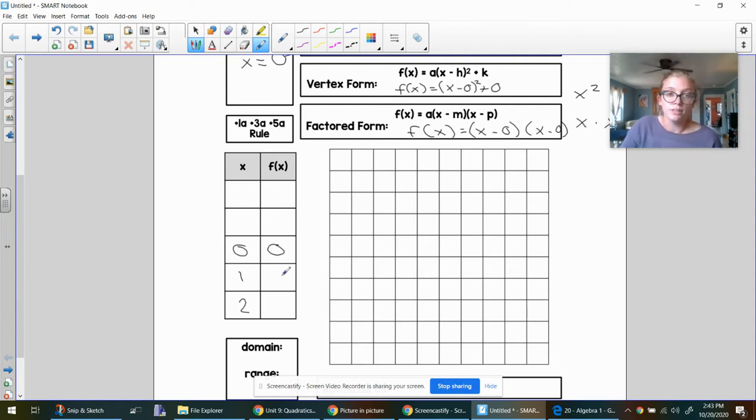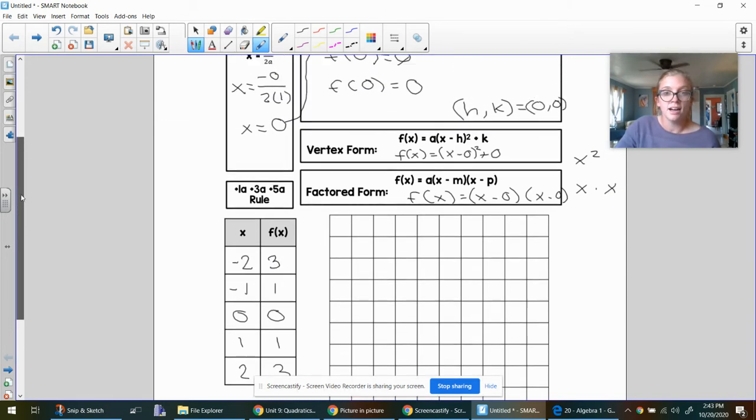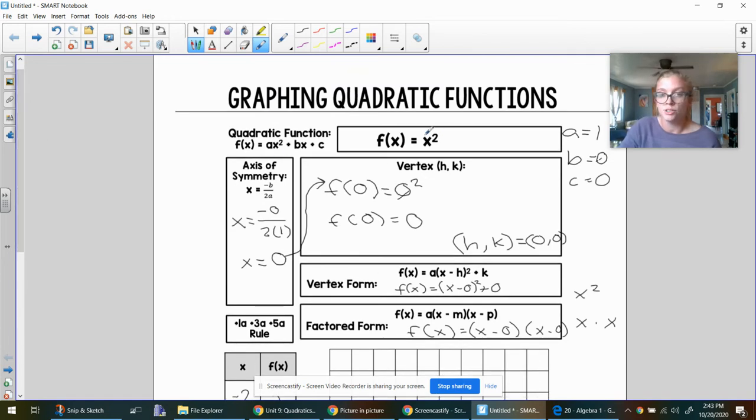So if a is 1, 1 times a would be 1. 3 times a is 3. I'm going to do that on the other side of the vertex as well. So I'm going to add 1a, and then I'm going to add 3a. Again, I got my a value up here because I knew that there was an invisible 1 in front of x squared, and that's the a value.